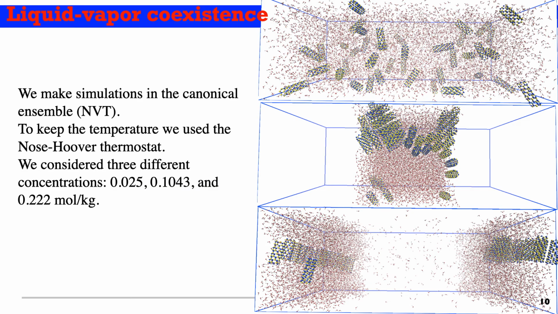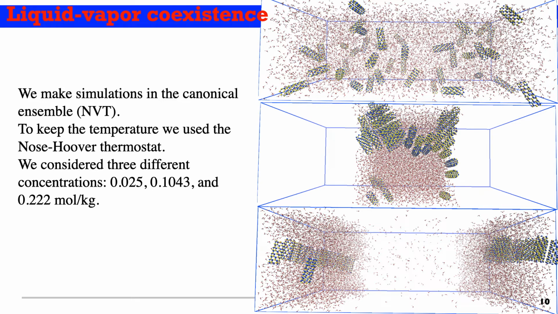So another part of the results is the liquid vapor coexistence. We do this in the NVT ensemble to keep the temperature fixed. We use the Nosé-Hoover thermostat. We also consider three different concentrations. For each concentration we perform several simulations at different specific temperatures.